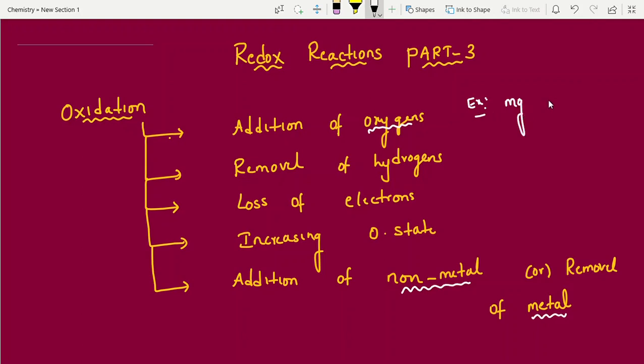Magnesium combines with oxygen, or else adding oxygen. What will you get, students? MgO, right? You have to balance the reaction. How many oxygens here? 2. Here 1. So 2 MgO. Here 2 magnesiums, here 2. So balancing the reactions also we are going to learn in this particular chapter.